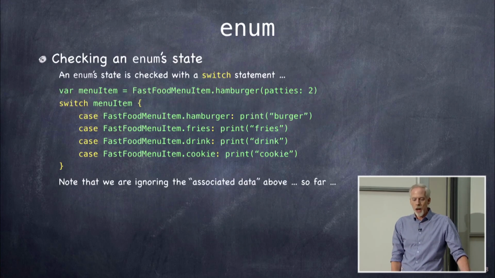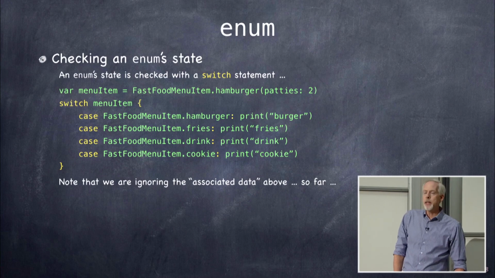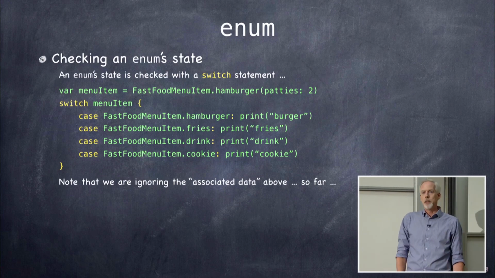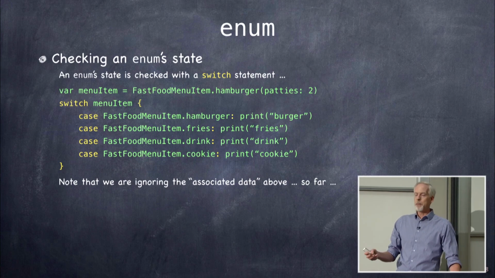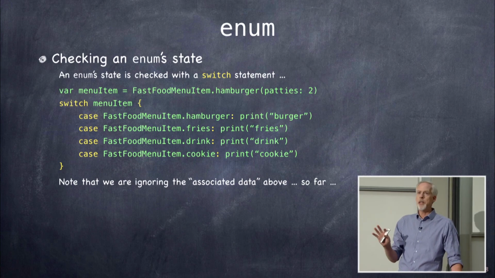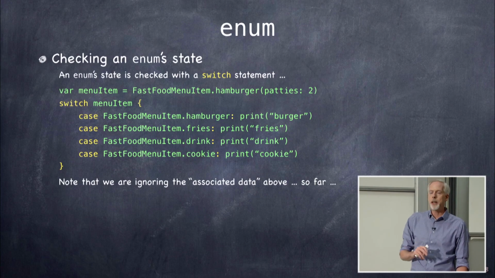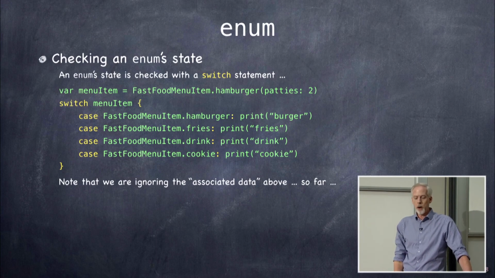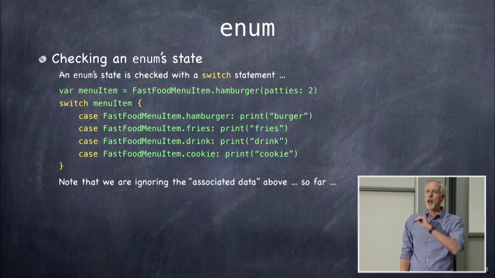Okay, now how do you check what an enum is? You do not use equals. So you don't say if this menu item equals a hamburger, then whatever. You use switch. Again, other languages have switch, but switch is more powerful in Swift. This is the basic use of switch right here, where I'm just looking at every possible case that it could be, and if it's that case, I do a little bit of code.